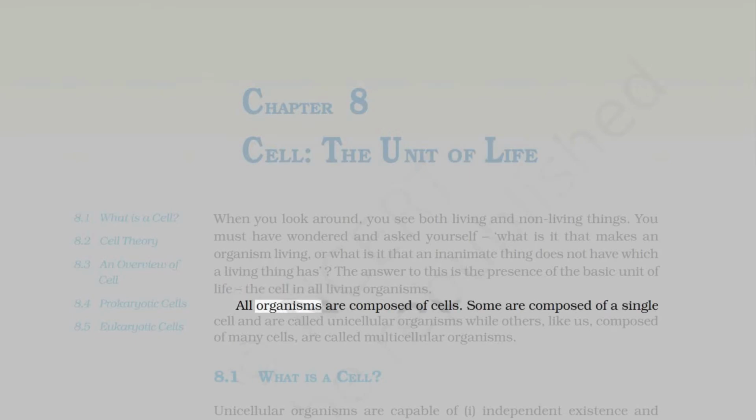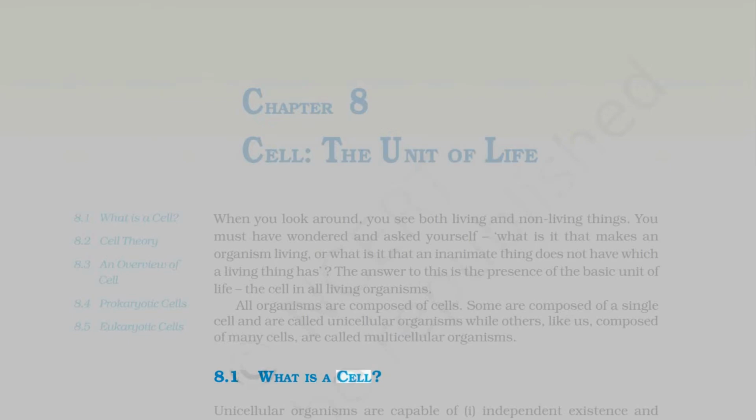All organisms are composed of cells. Some are composed of a single cell and are called unicellular organisms, while others, like us, composed of many cells, are called multicellular organisms.